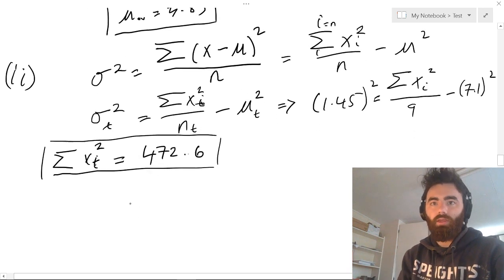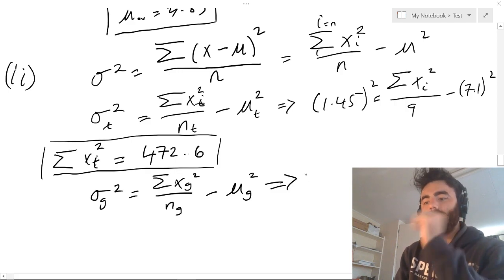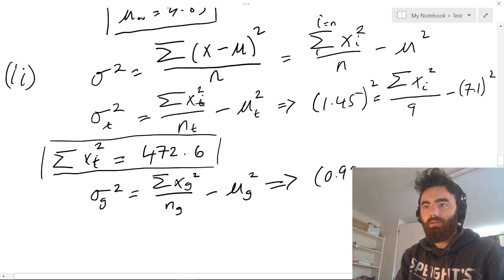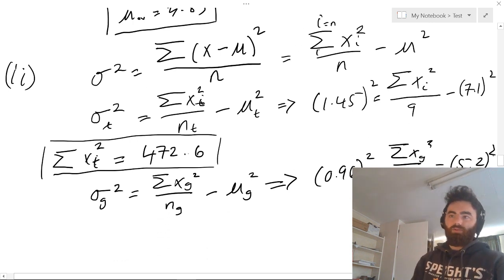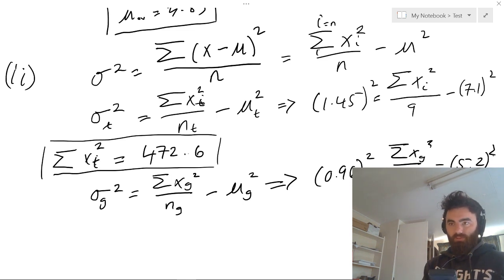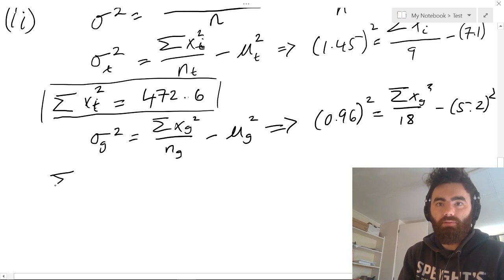And then you can do the same thing for the geese, which gives you xg squared over ng minus mu g squared, which gives you 0.96 squared equals the sum xg squared over 18 minus 5.2 squared, which if you do that calculation is 0.96 squared plus 5.2 squared times 28. It's 500. So xg squared equals 503.3.